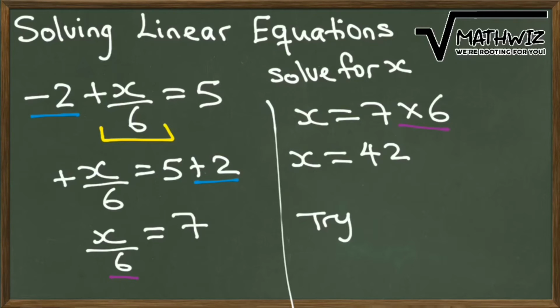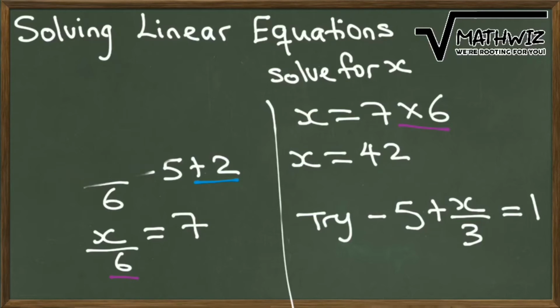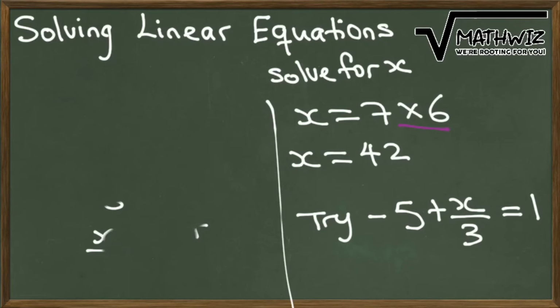So again, if you feel comfortable and you want to go ahead and try on your own, you can try that question. So the -2 became +2. And the 6, which is divided, was multiplied when we took it to the other side. So you can go ahead, pause the video, work it, and then press play once you are through to see the solution.